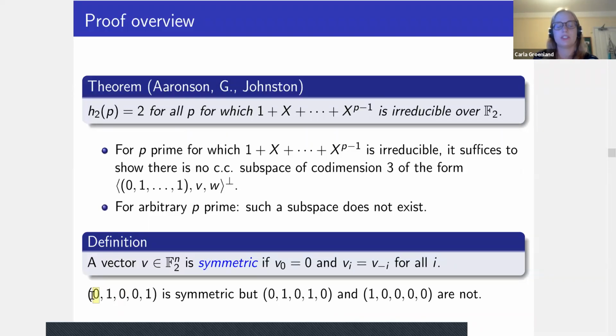So if v0 is 0, there's a 0 in the first entry, that's satisfied. And the 1 entry is equal to the minus 1 entry here, and the 2 entry is equal to the minus 2 entry. For this one, it goes wrong because the 1 entry and the minus 1 entry are different. One of them is 1 and the other is 0. And on the last one, it doesn't work because of the first entry not being a 0, but the rest of it was satisfied. So that's a symmetric vector.